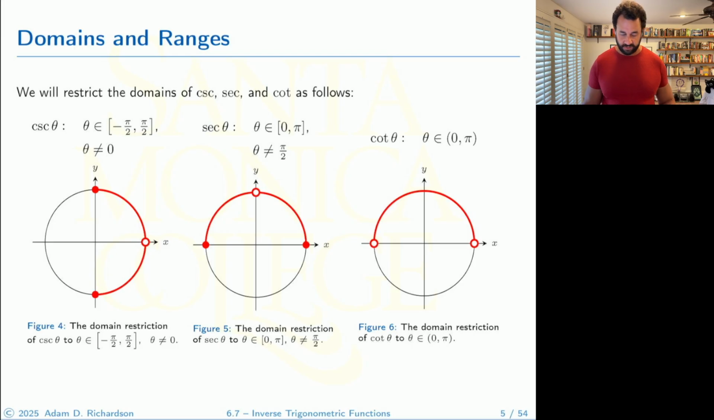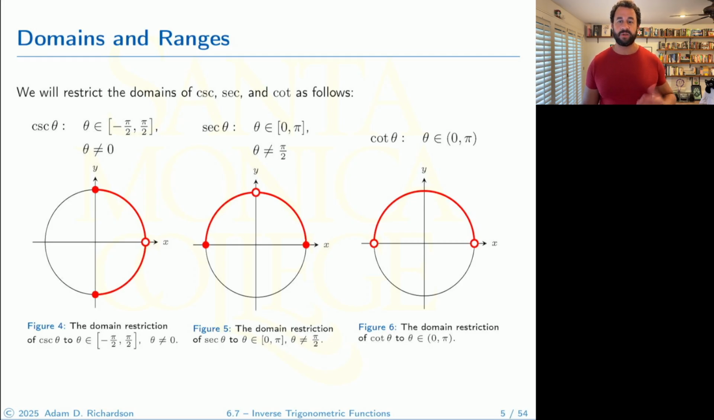Same thing with secant. Secant is the reciprocal of cosine, and the domain restriction is the same, except we're going to pop out that point right there for the same reason as we did for cosecant. We don't want to divide by 0. The one that is a bit different is actually cotangent. For cotangent, the restricted domain is going to be from 0 to pi, but not including those endpoints 0 and pi. So that's the one that's a little bit different, but it makes sense if you think about it geometrically, because cotangent is the reciprocal of tangent, right? And tangent is just the slope of a line.